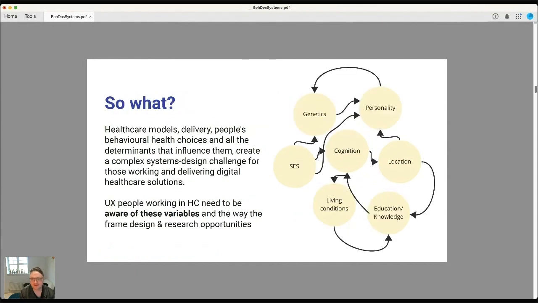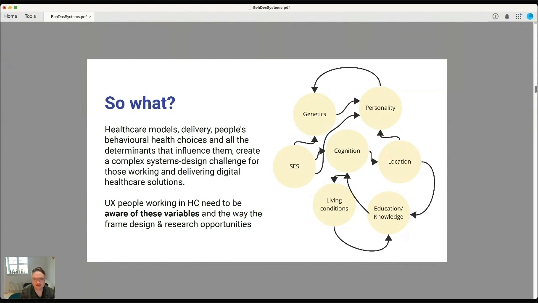So why have I said all of this? It wasn't to give you a health psychology lecture. It's just to get the point that healthcare models, delivery, people's behavioral health choices, and all the determinants that influence them, these create a really complex systems design challenge for UX people when working in delivering digital healthcare solutions. So if we are working in this area, which we likely are, as we are on this call today, we need to be aware of these and the way that they frame design and research opportunities.